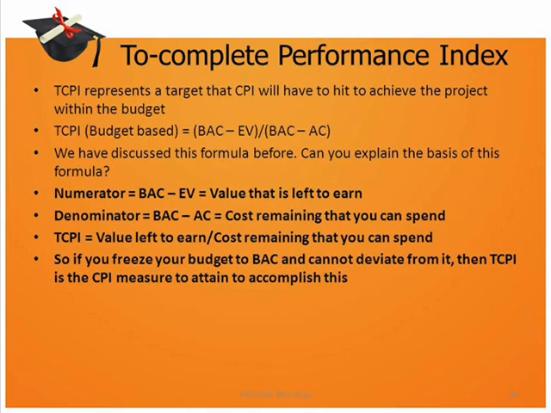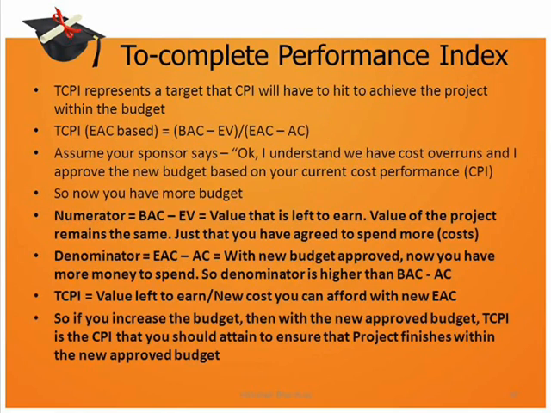The denominator is BAC minus AC. So you have spent the amount which is equal to AC. So to stay within budget, whatever amount that you can spend now is the subtraction of AC from BAC. So TCPI is equal to the value left to earn divided by the cost remaining that you can afford to spend. If you freeze your budget to BAC and you cannot deviate from it, then TCPI actually is the CPI you must attain to accomplish your target of staying within the budget.